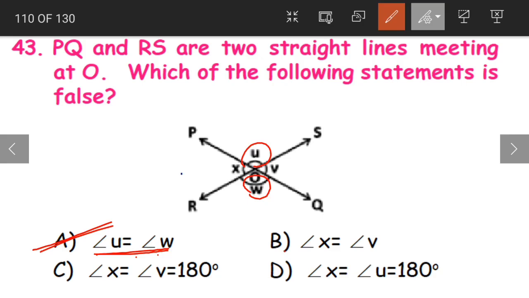Next, coming to B, angle X is equal to angle V. Again, angle X and angle V are also opposite angles. They are also the same, children. They are also congruent, that is, both angles are equal. So statement B is also true.